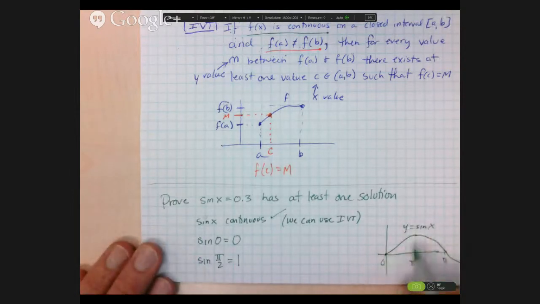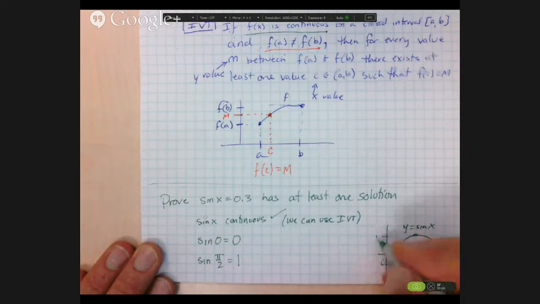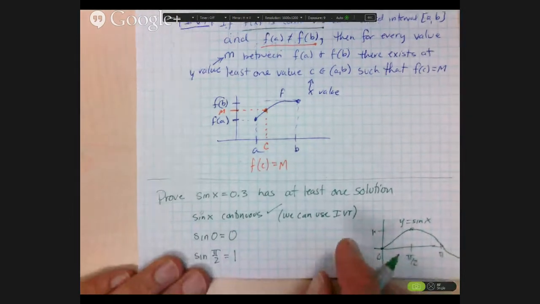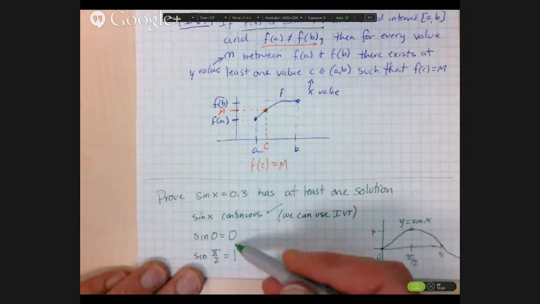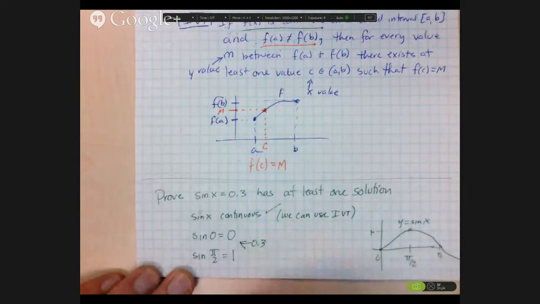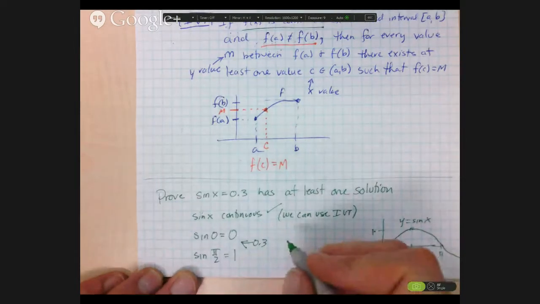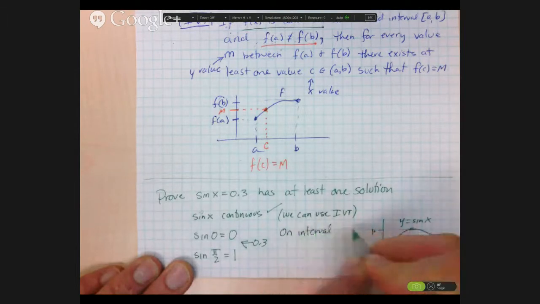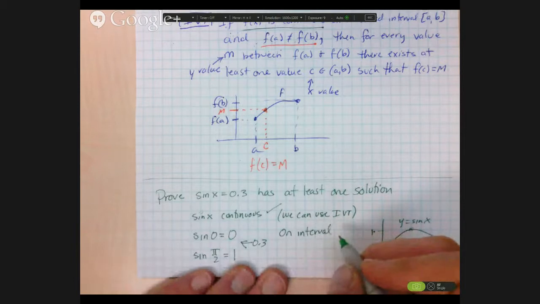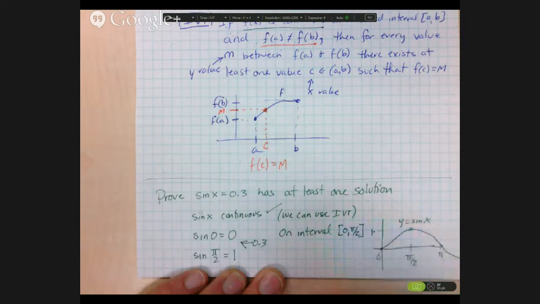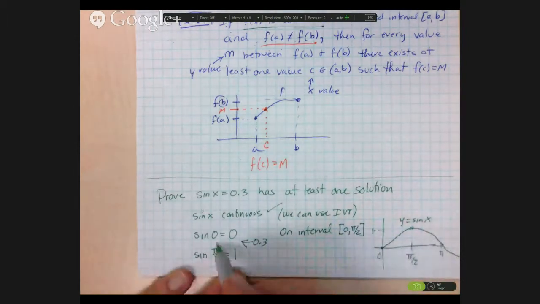So at 0, it's 0. At pi over 2, it's 1. Okay, that's all we need, and we can make our statement. Is 0.3 between these two? Yeah. Okay, because sine is continuous, so on the interval 0 to pi over 2, right? So that's our x values, right?